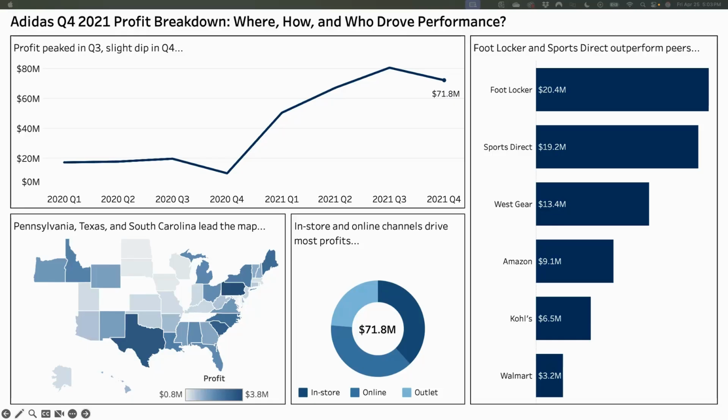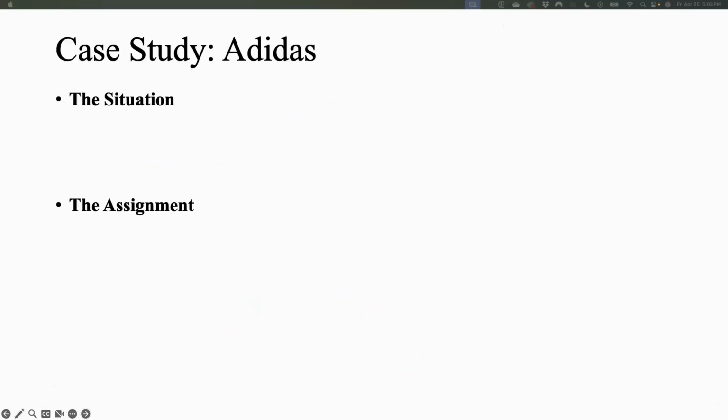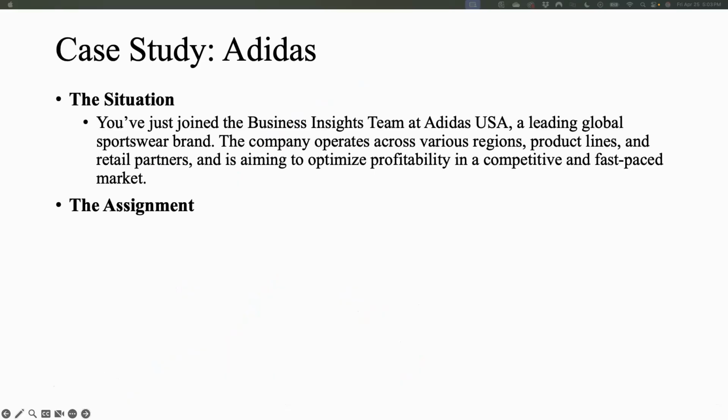Let's look at some of the components of this case study. We're going to be given the situation as well as the assignment. For the situation, we're taking it that you just joined the Business Insight team at Adidas USA, which is a leading global sports brand, and the company operates across various regions, product lines, and retail partners. And it's aiming to optimize profitability in a competitive and fast-paced market.